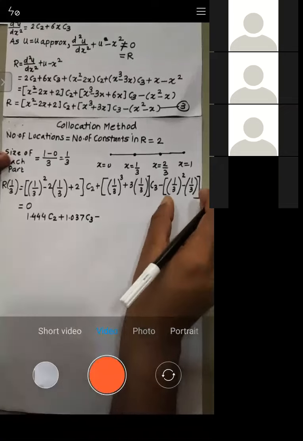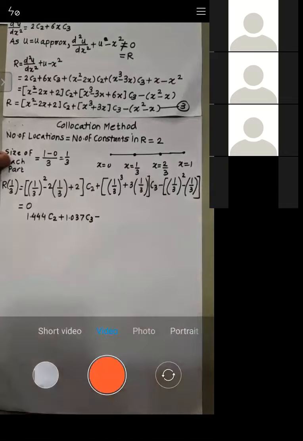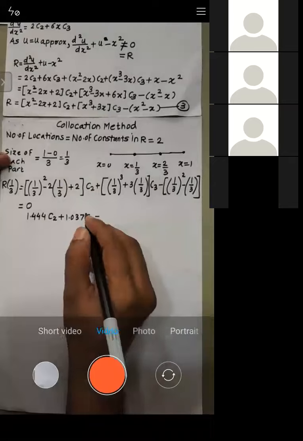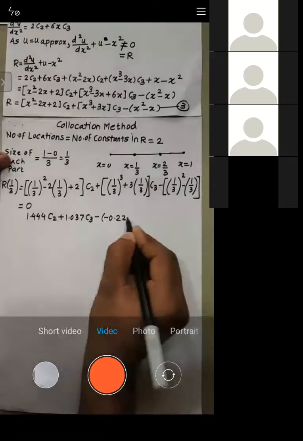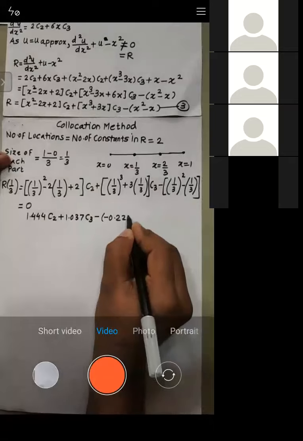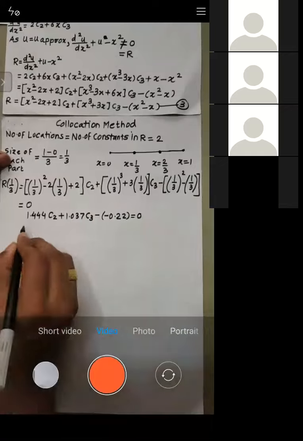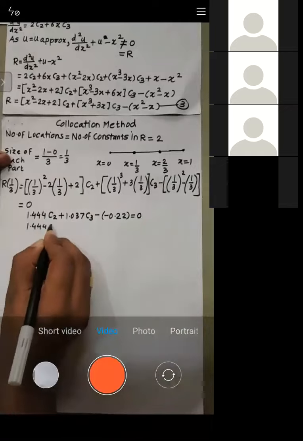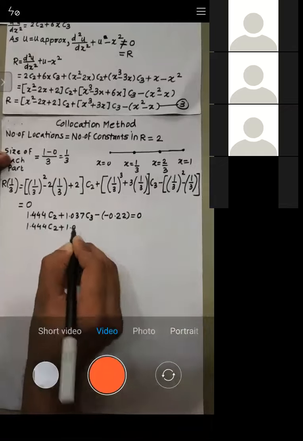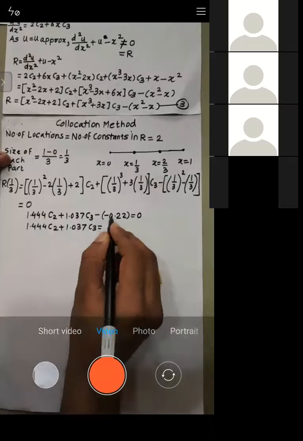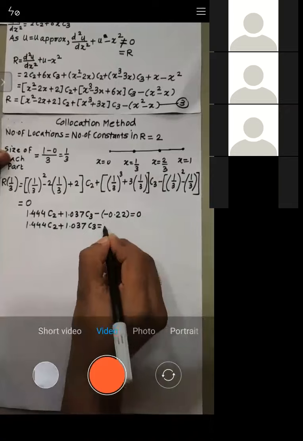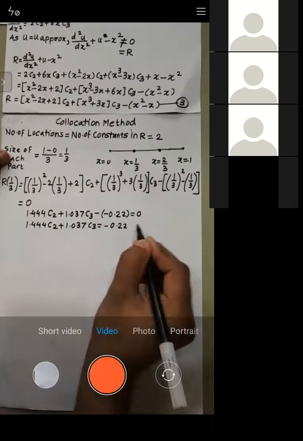And tell me the value of this bracket. Minus 0.2222, right? So I'll take minus 0.22, which is equal to 0, right? So what I'll get? I'll get 1.444 C2 plus 1.037 C3 is equal to minus, and when you bring it on right hand side, it becomes minus, right?